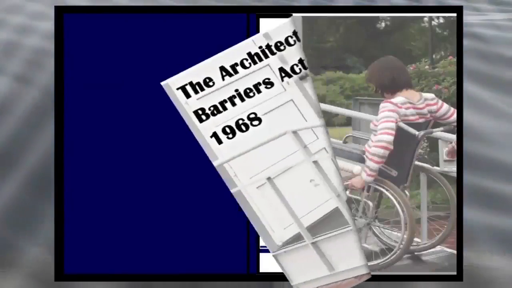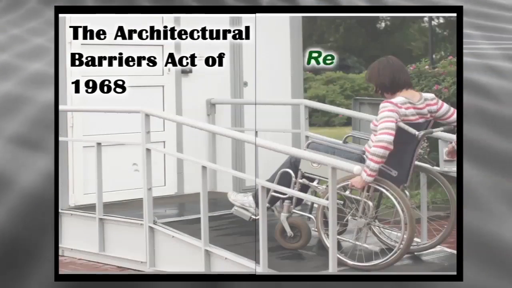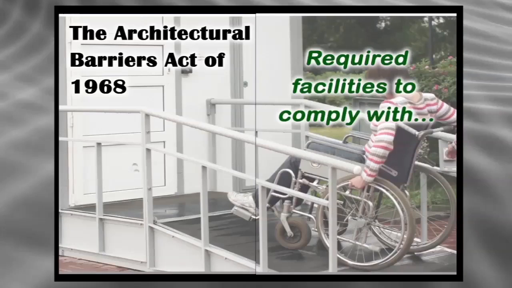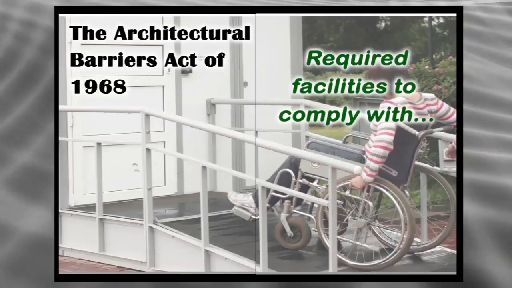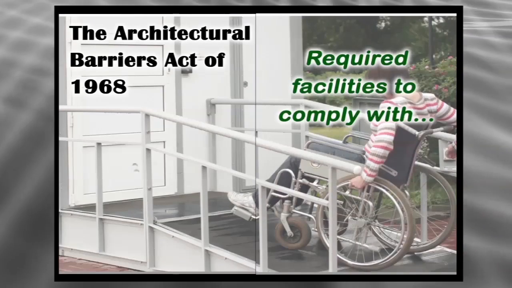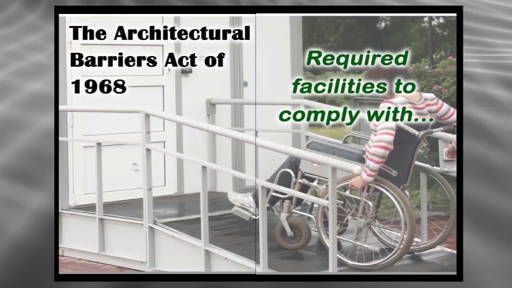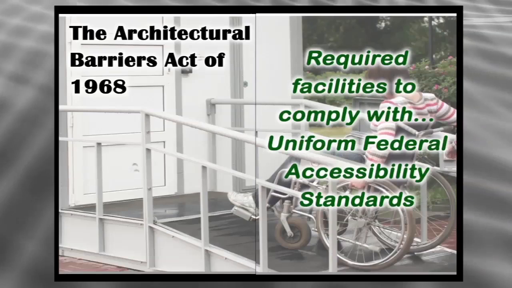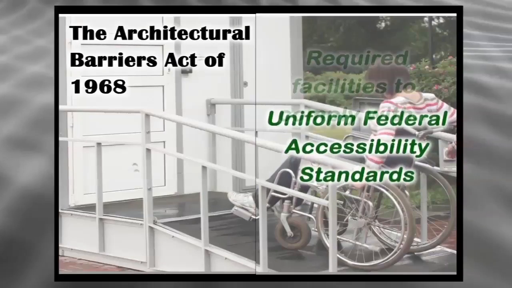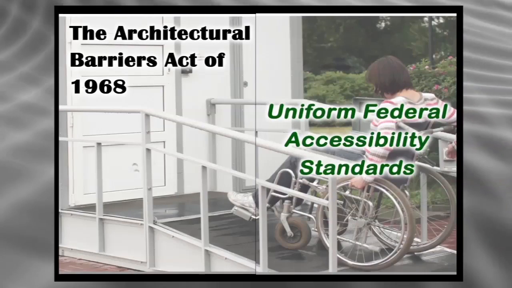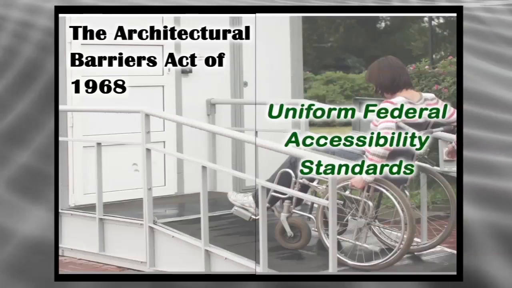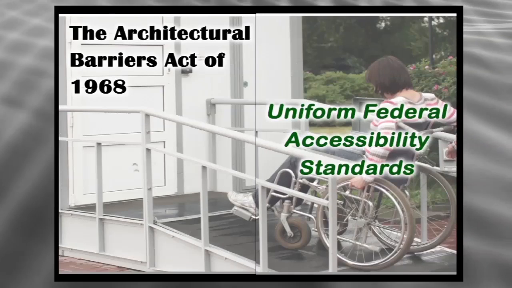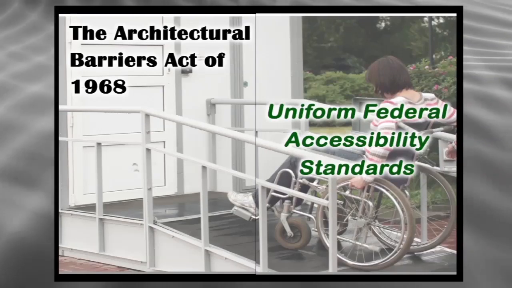First, the Architectural Barriers Act of 1968 required buildings and on-site facilities designed, constructed, altered, or leased with federal funds to comply with accessible design standards, which were, at the time, the Uniform Federal Accessibility Standards. The Uniform Federal Accessibility Standards marks one of the first efforts to describe how to make facilities accessible and to ensure everyone has access to the built environment.